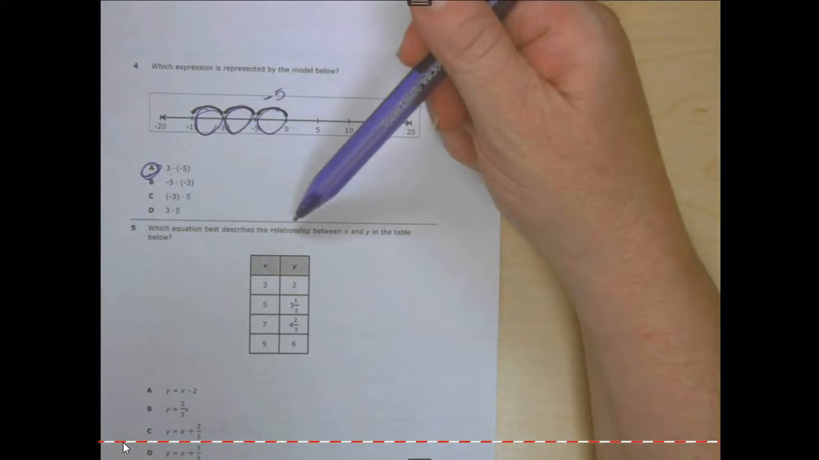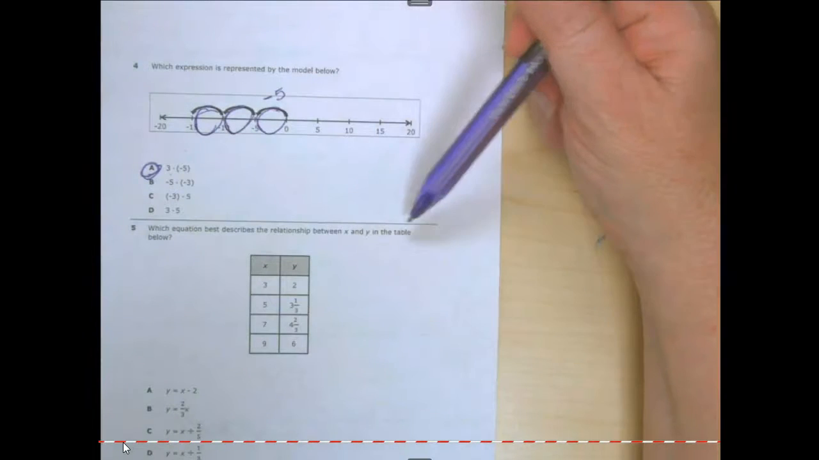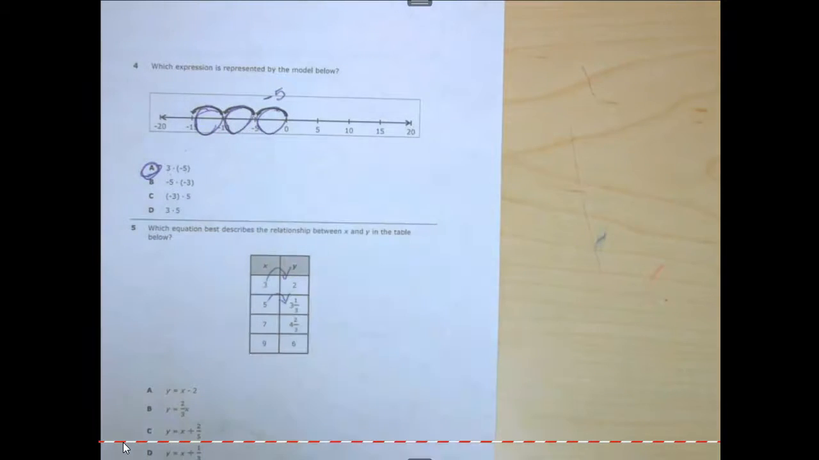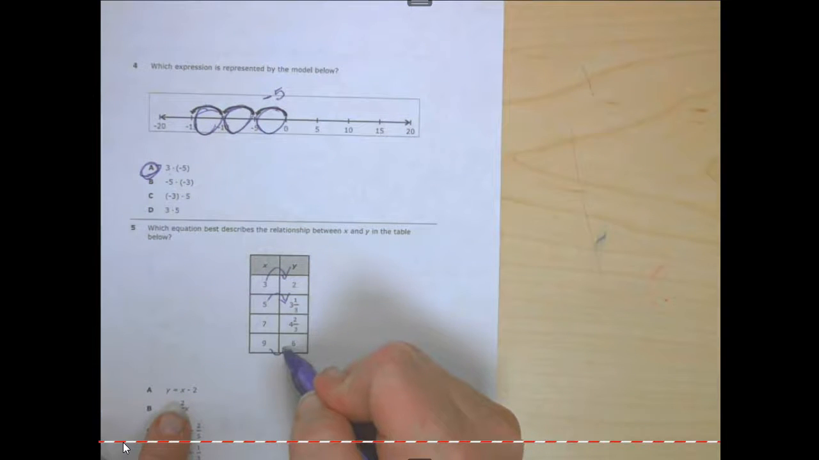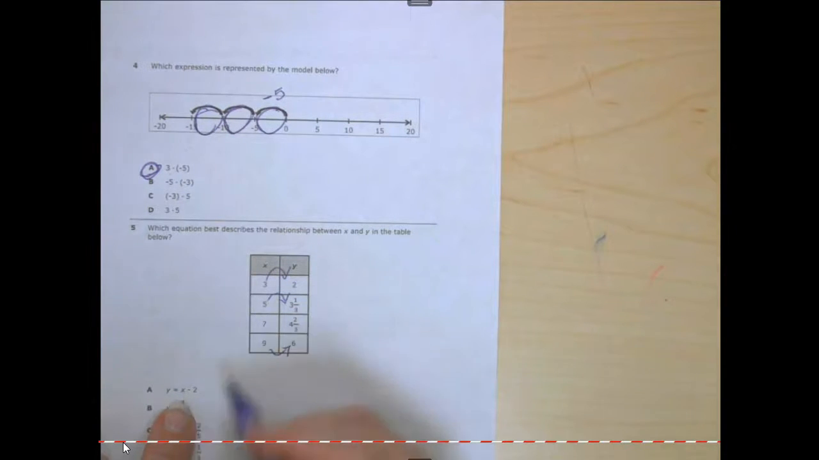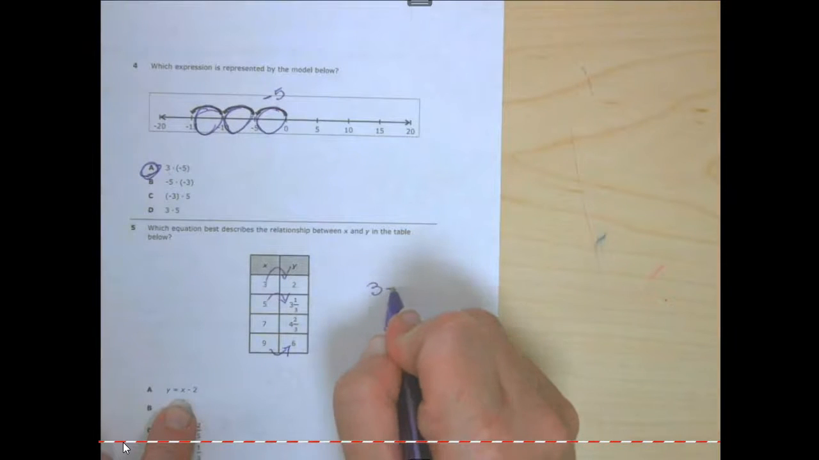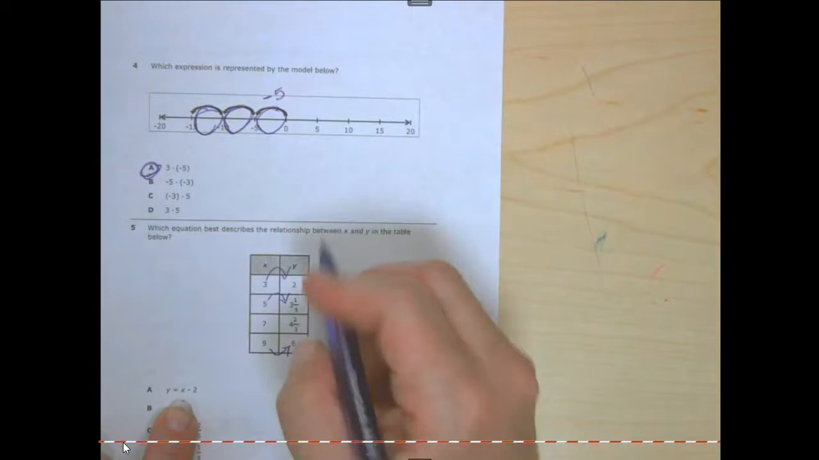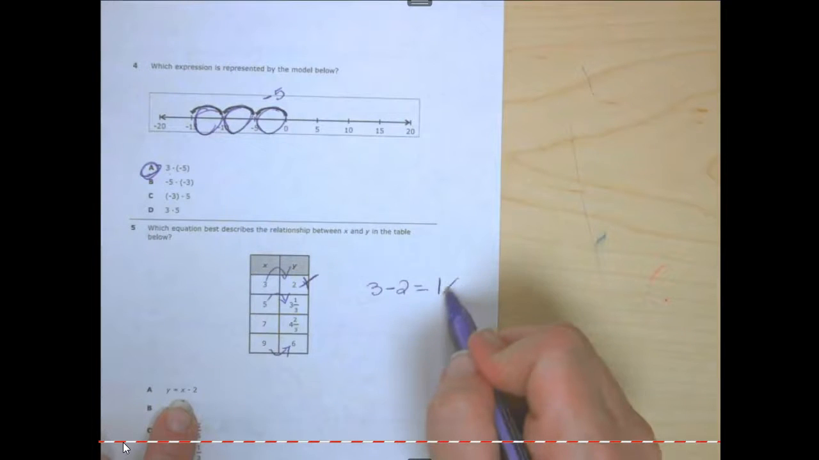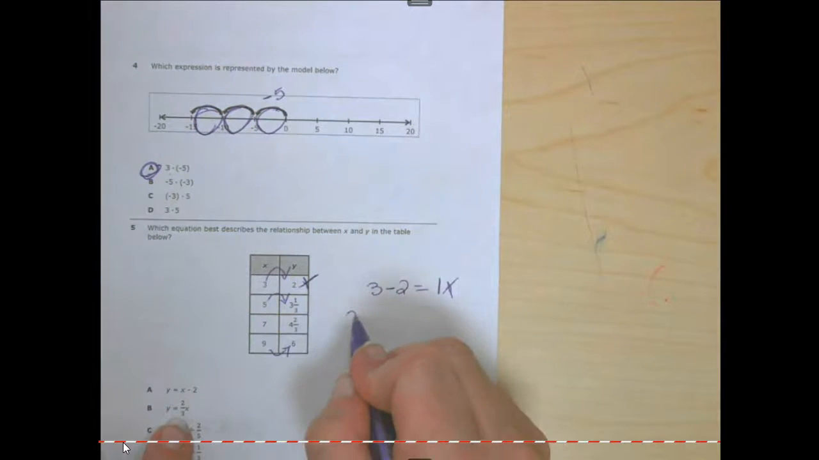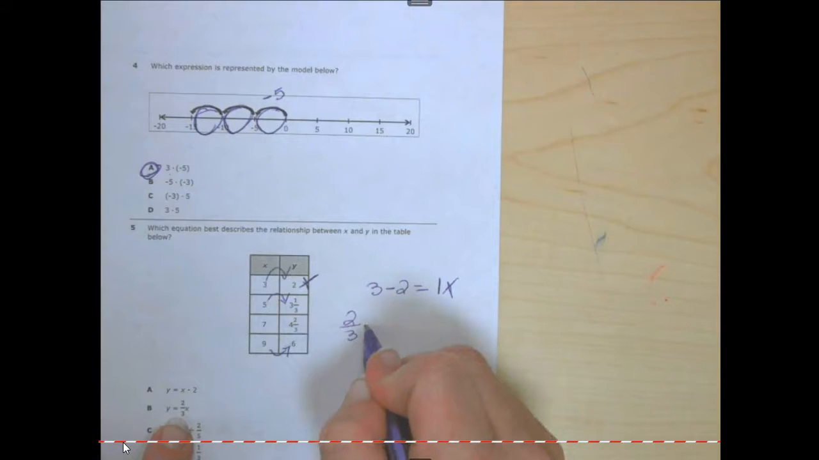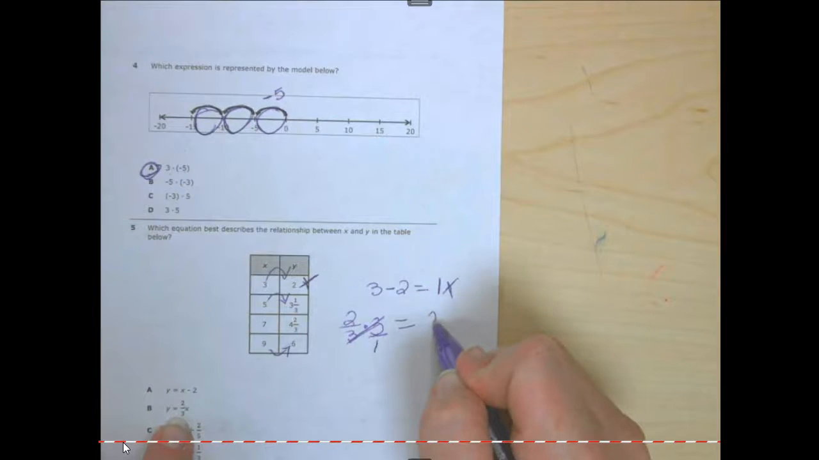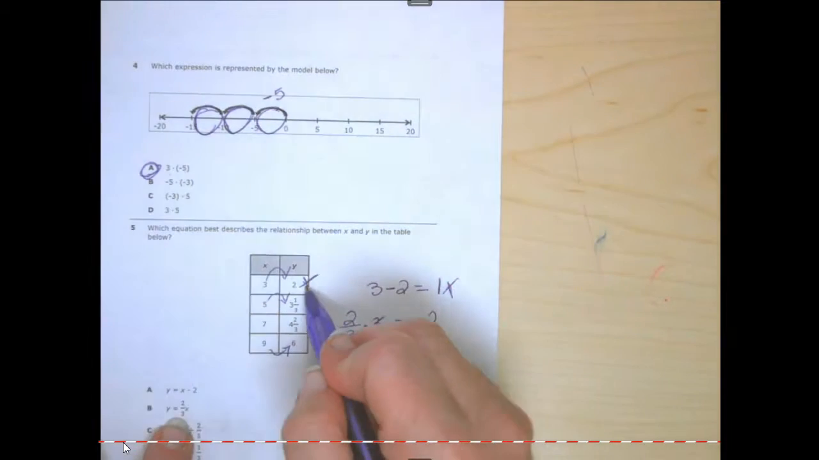Which equation best describes the relationship between x and y in the table? How am I going from here to here? So we can go ahead and look at these. If I put 3 minus 2 equals 1, that is not correct. So it's not this one. 2/3 times 3 equals 2. So this one, it does work.